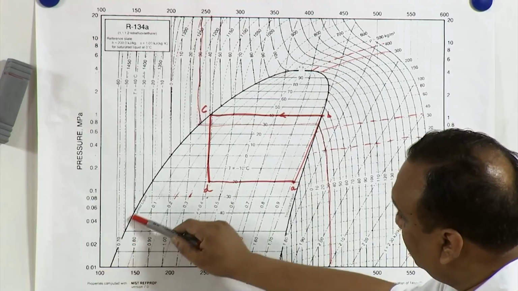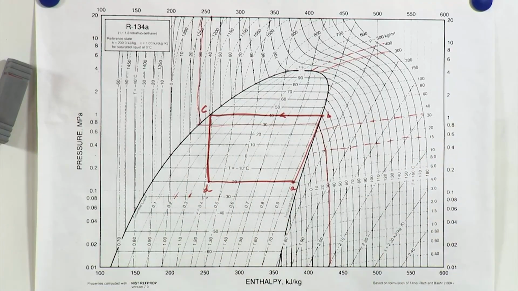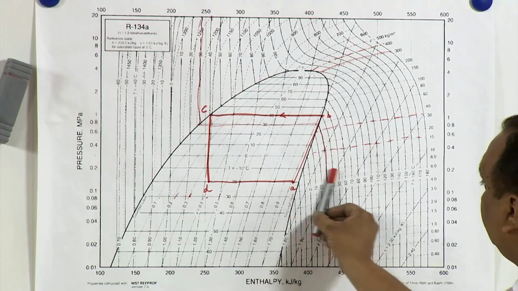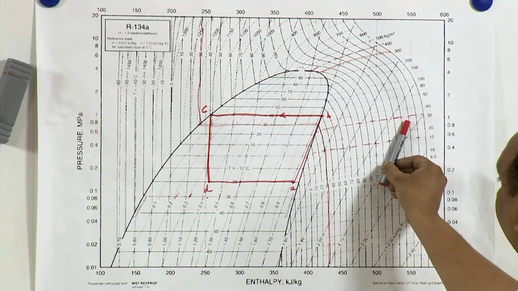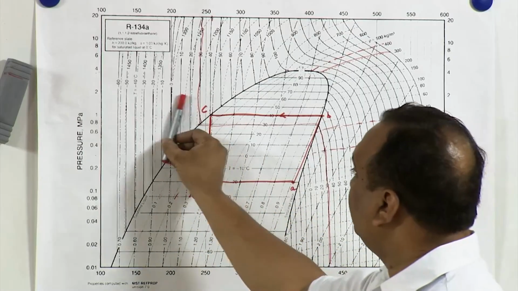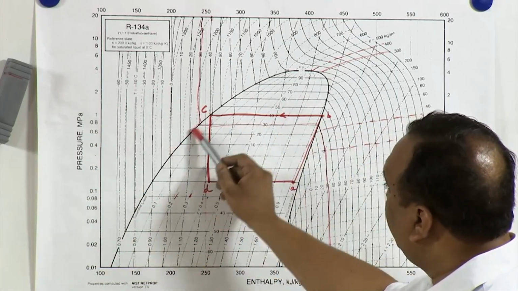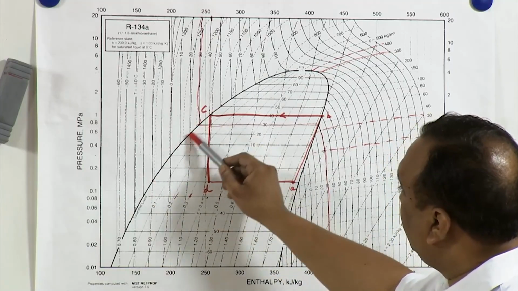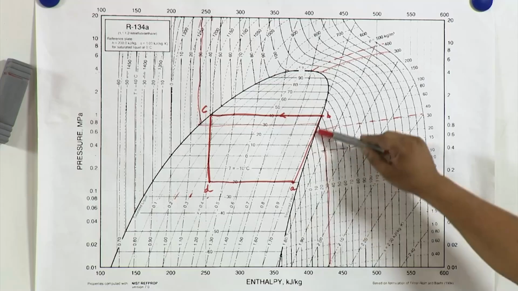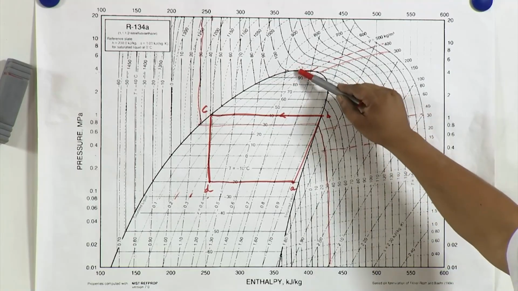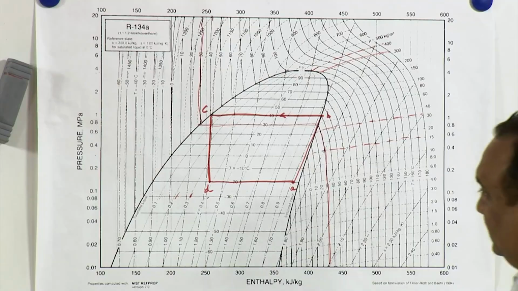This thick curve is the saturation curve. On this side of the curve there is superheated vapor, on this side of the curve there is subcooled liquid, on the left side of the curve there is saturated liquid, on this side there is saturated vapor, and both the curves are joining here. This is the critical point. Beyond the critical point there is no liquid phase.